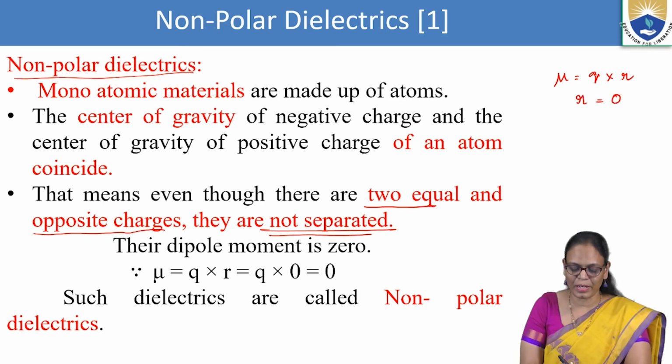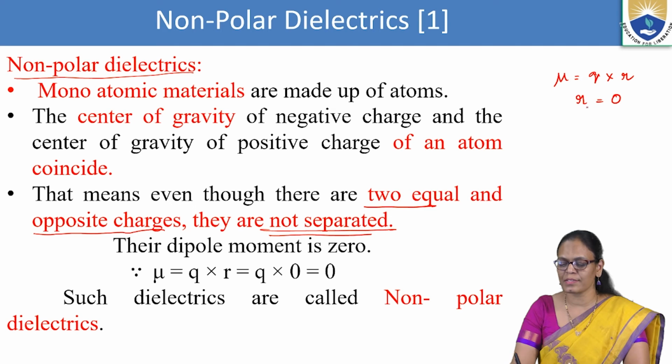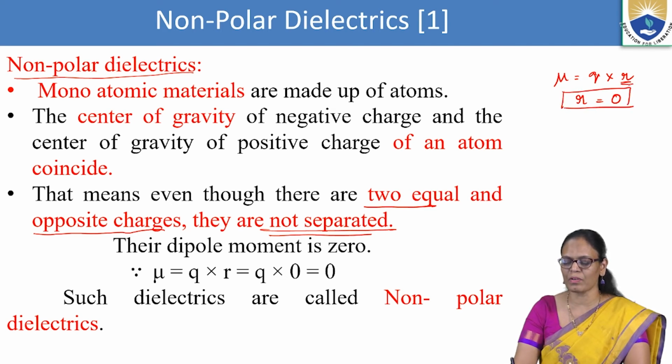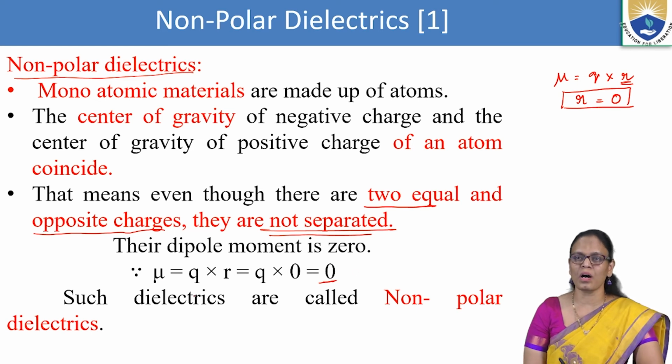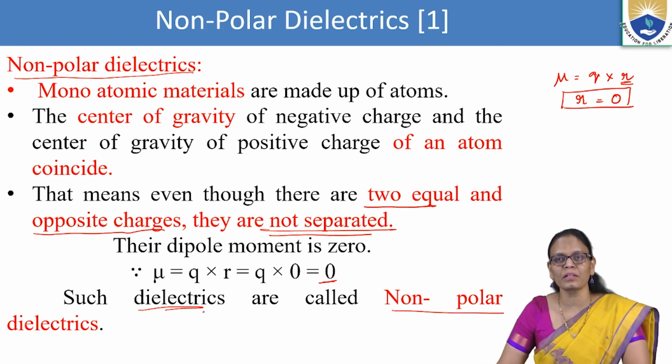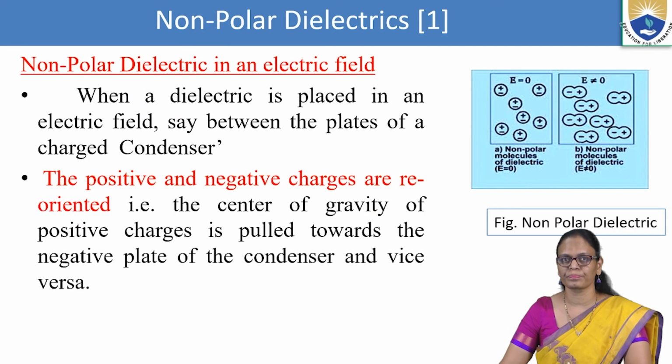So we are talking about the dipole moment of a non-polar molecule. The dipole moment is 0 when R is equal to 0. Because R is equal to 0, mu is equal to 0. Mu is equal to Q into R, so Q into 0 is equal to 0. The materials or dielectrics are called non-polar molecules or non-polar dielectrics because their dipole moment is 0.